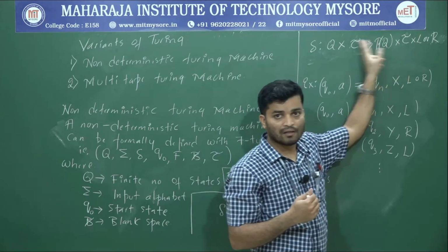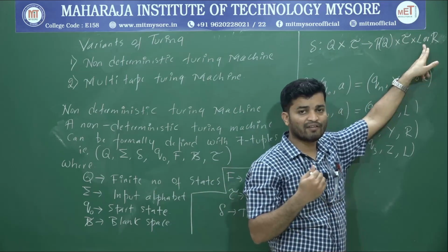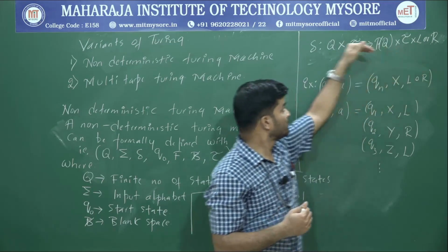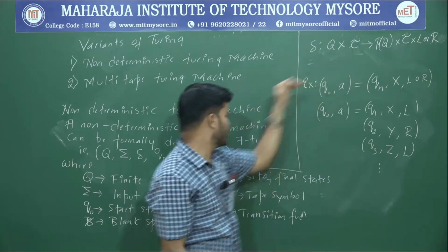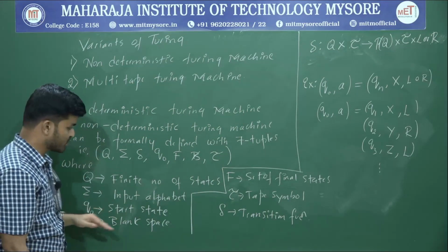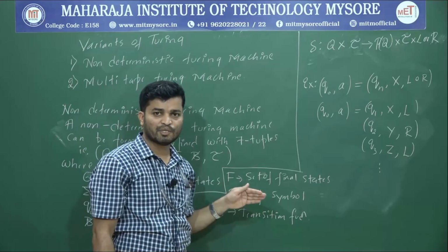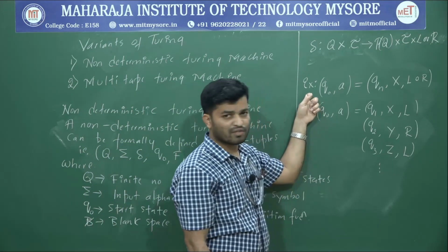By replacing this symbol with some special symbol, then it will take a transition either to left or right. This is a change with respect to a non-deterministic Turing machine. All the remaining 6 tuples are the same. Only with respect to delta will you find a difference between deterministic and non-deterministic Turing machine. So I have written one simple example.